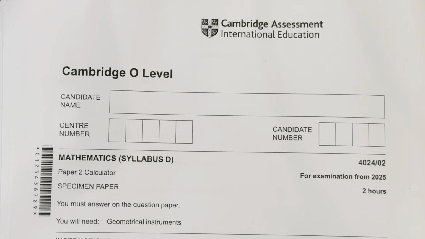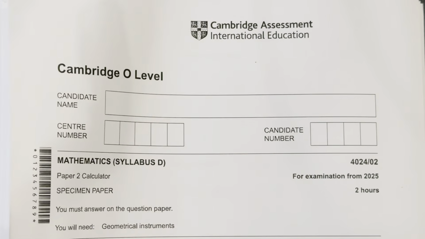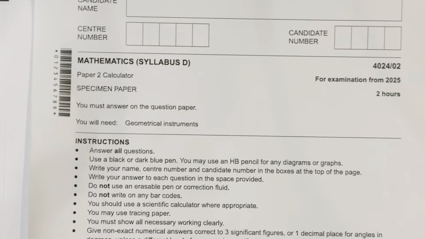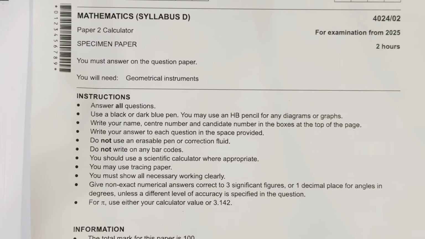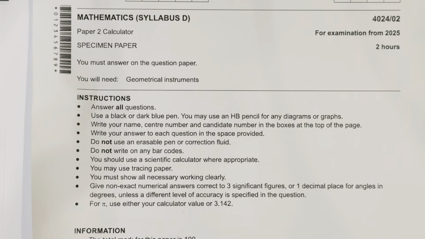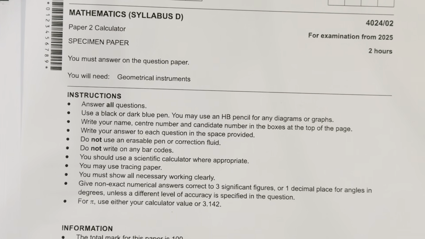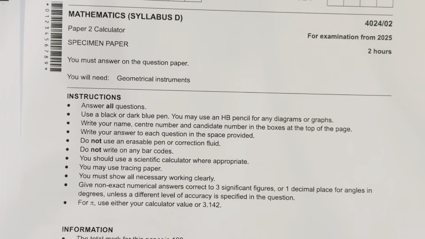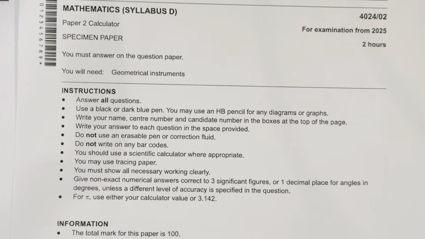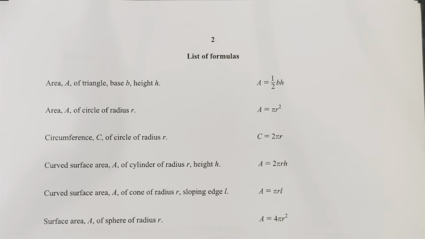Now we're going to start. There is important information written here. We can use either the pi value in the calculator, or we can use 3.142. Give non-exact numerical answers correct to 3 significant figures, or 1 decimal place for angles. So you need to place 1 decimal in the angle as well. These are some of the important information, and this paper carries 100 marks. So we're going to start our paper.